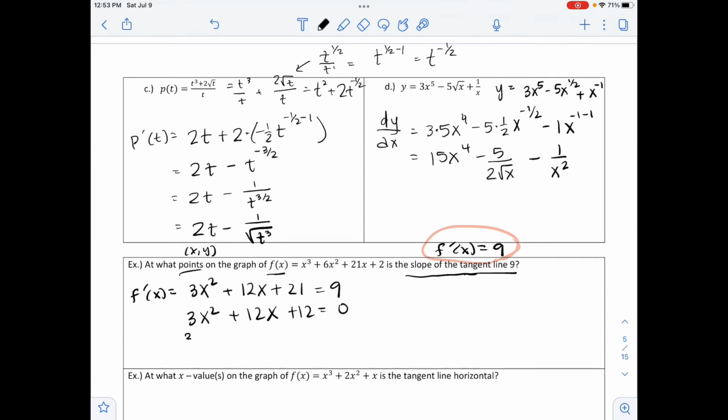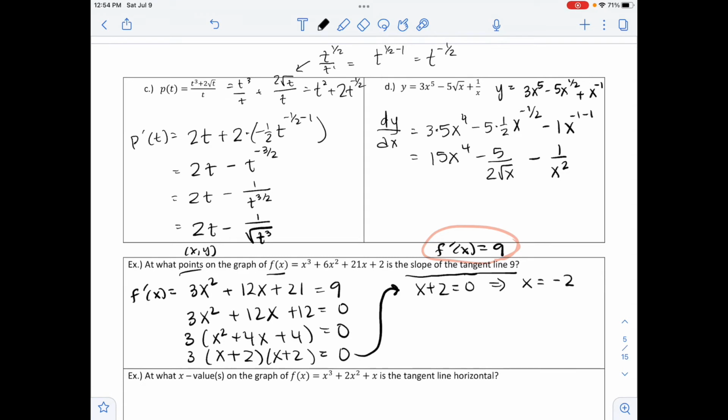From here you can factor out a 3, and we have 3 times parentheses x squared plus 4x plus 4 equals 0, which does factor, especially using your mental math and just the guess and check method. This is going to be x plus 2, or you can write it as x plus 2 squared. But from here, solving this, the only factor that we have is x plus 2 equals 0, which means x equals negative 2. And so now we have our x value, but it did ask for a point. So we have x. We now need to find y.